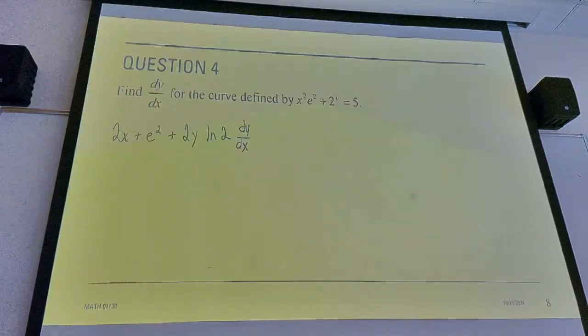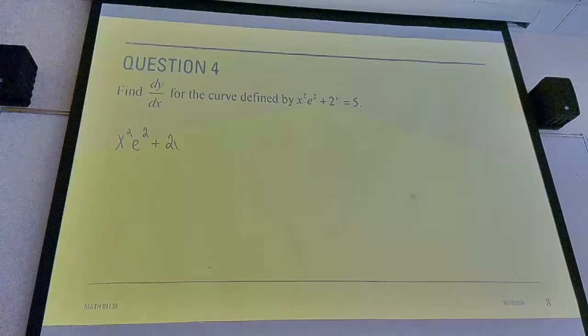I agree, except for all of it. Was it the x squared and the e squared a product rule? So it'd be x squared times e squared plus 2x times e squared plus 2 to the y ln 2 dy/dx.